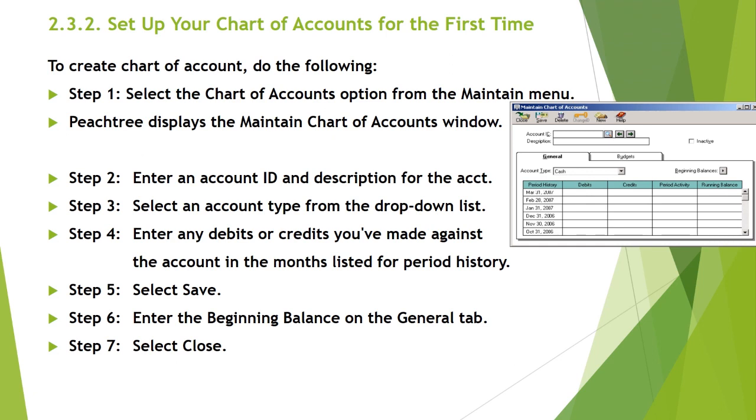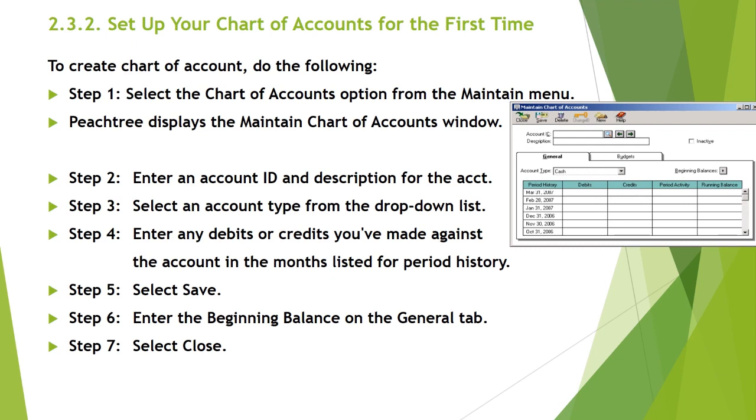General tab: select this tab to set up the type of account, cash, equity, etc., enter beginning balances, and examine period history of the account. Budgets tab, Peachtree Complete and Peachtree Accounting only: select this tab to set up budget dollar amounts for each account for the current and next fiscal years.